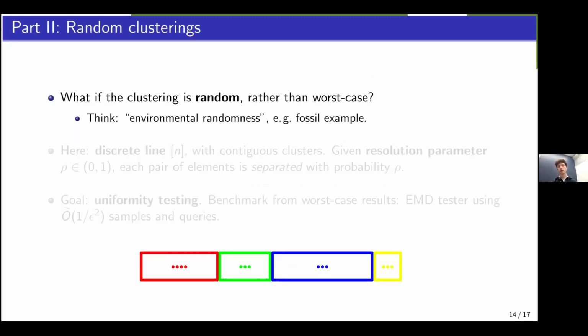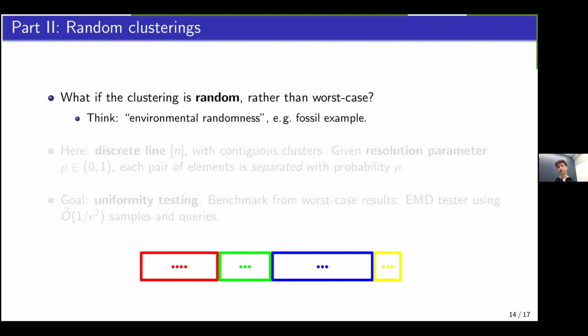As I mentioned before, what happens if instead of requiring to handle worst case clusterings, the clustering actually comes from some underlying distribution, so it is drawn at random. Why is this interesting to study? Well, you can think of the clustering as coming from some sort of environmental randomness that is uncorrelated to the distribution that I'm testing. For example, maybe the fossil scenario that I introduced in the opening.